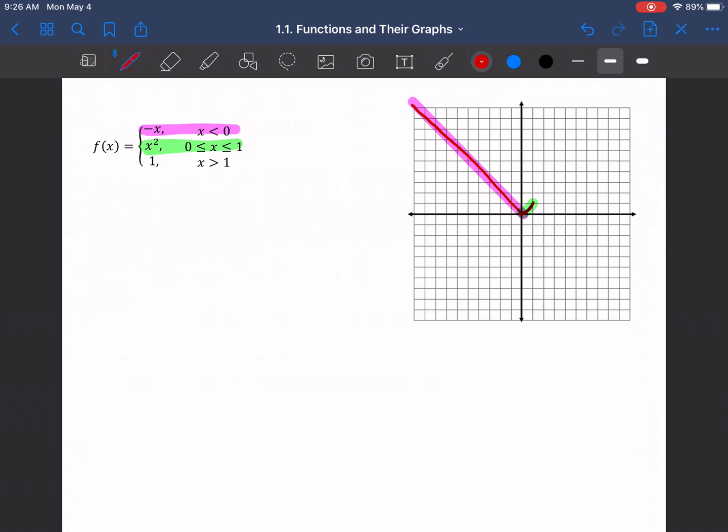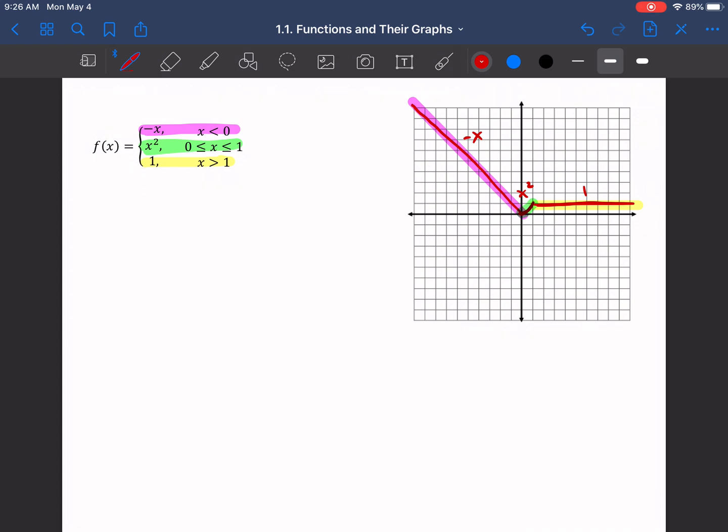And then the last part is it just equals 1 for x greater than 1. So then we just have this constant graph the rest of the way right there, which would just be this part right here. Okay? And that would be our three little sections. And again, I can write these in. This is negative x, this is x squared, and this is just equals 1 at each one of those little sections.